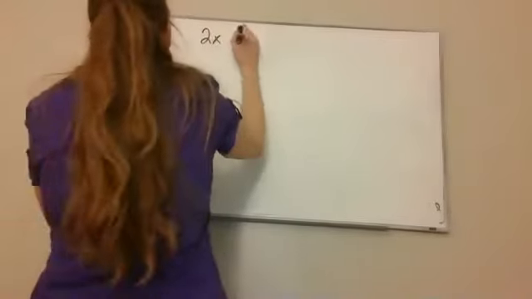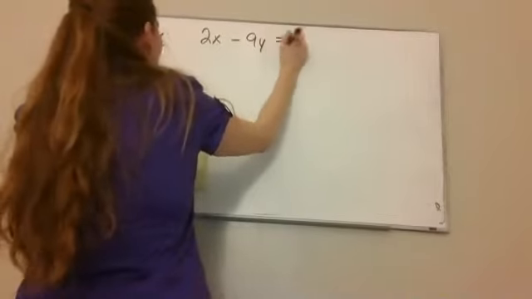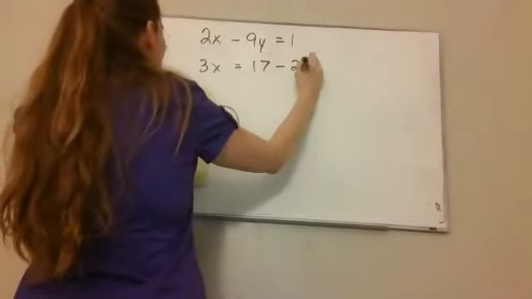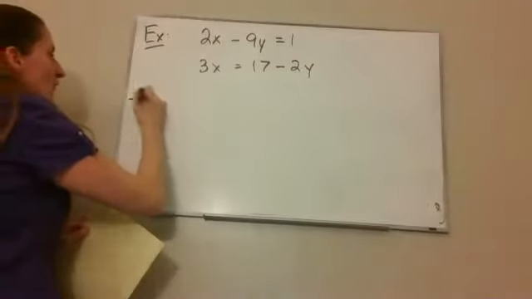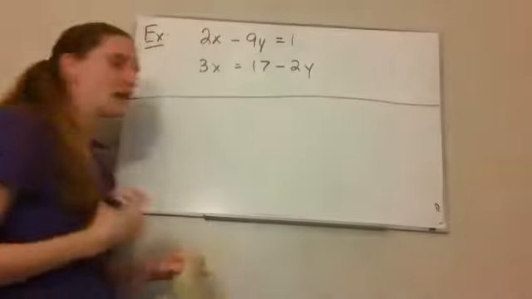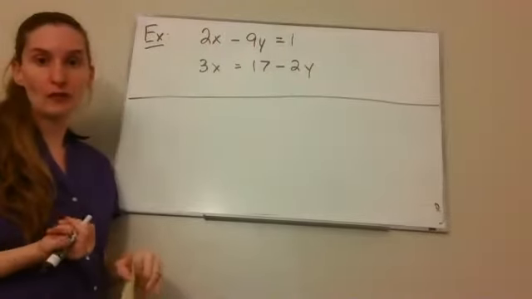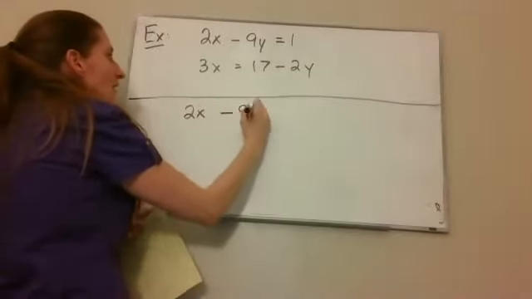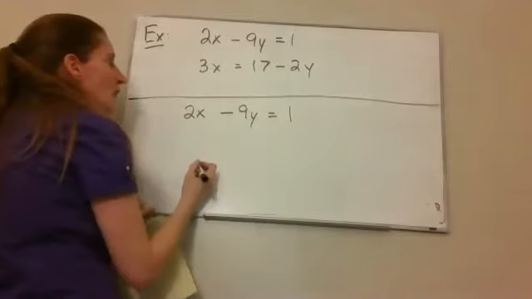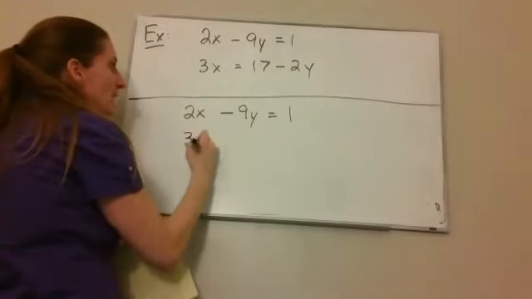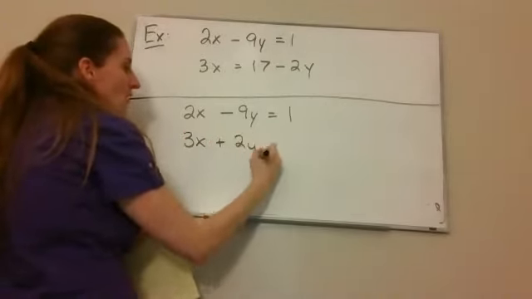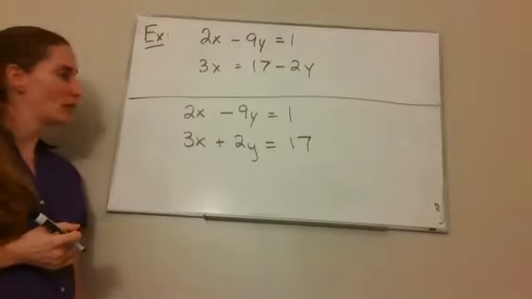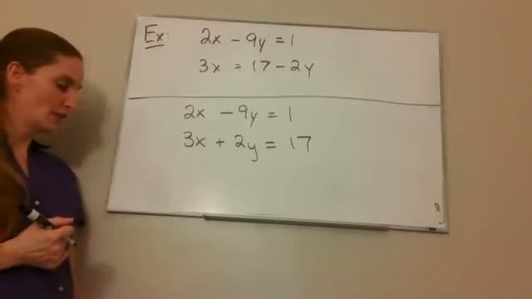I have 2x minus 9y equals 1, and 3x equals 17 minus 2y. Now, the first thing I need to do before I do anything else is to put both equations in standard form. My first equation's already good. I have 2x minus 9y equals 1, but my second equation I have to rearrange by adding 2y to both sides so that it's in standard form. 3x plus 2y equals 17.